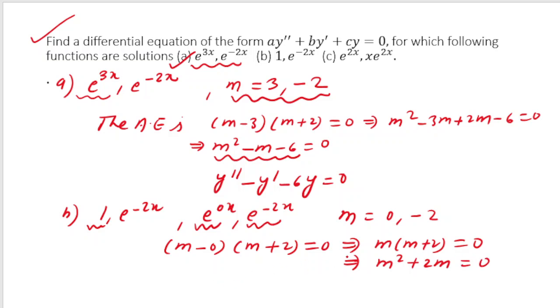So what is the corresponding differential equation? For m square we write y double dash, for m we write y dash, so I got y double dash plus 2y dash is equal to 0. There is no constant term, so there is no y term. So this is the differential equation in this form.